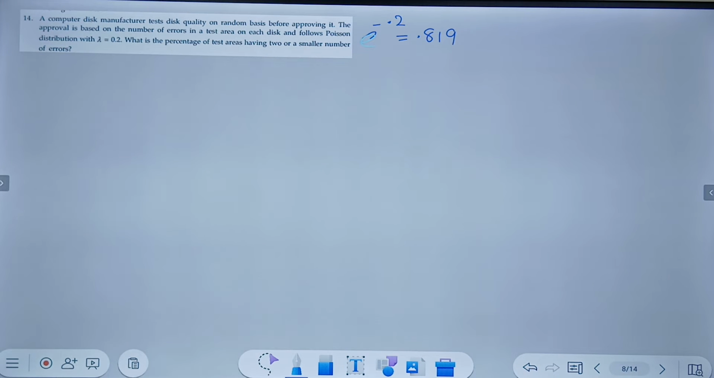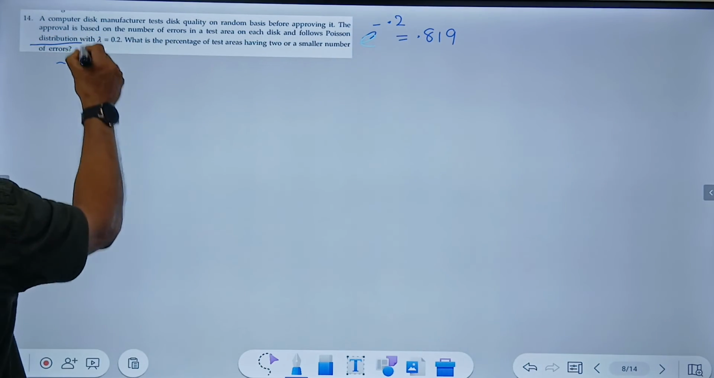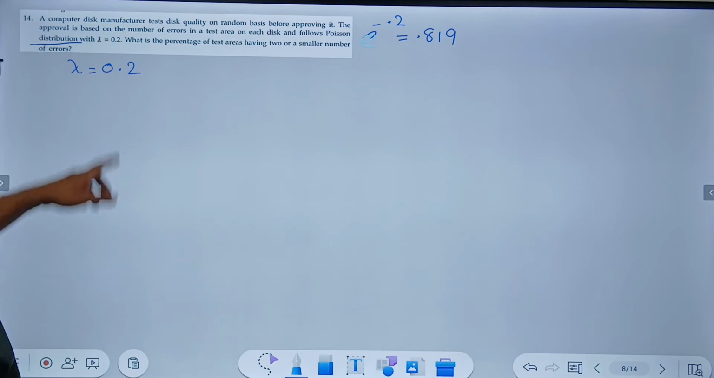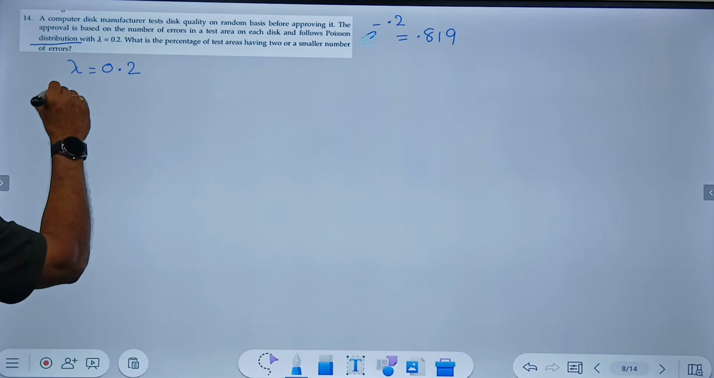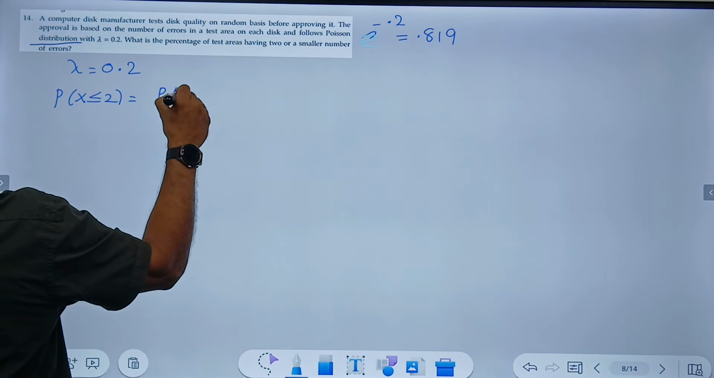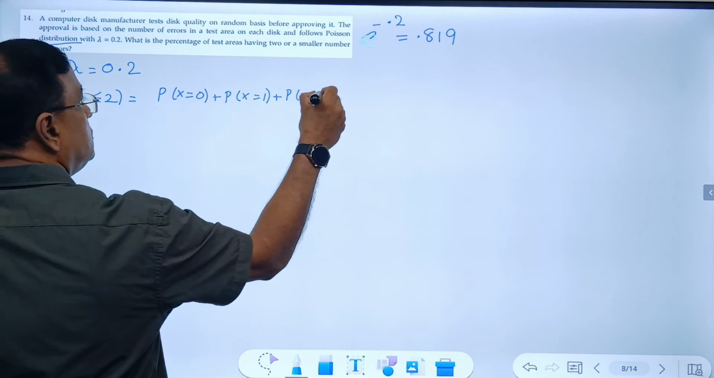Now let's go to the next question, question number 14. Now here, a computer disk manufacturer tests disk quality on random basis before approving it. The approval is based on the number of errors on the disk. It satisfies the Poisson distribution. So your lambda is already given. Lambda is 0.2. What percentage of the test area having 2 or smaller number of errors? So P of x, which is P of x is equal to 0 plus P of x is equal to 1 plus P of x is equal to 2.